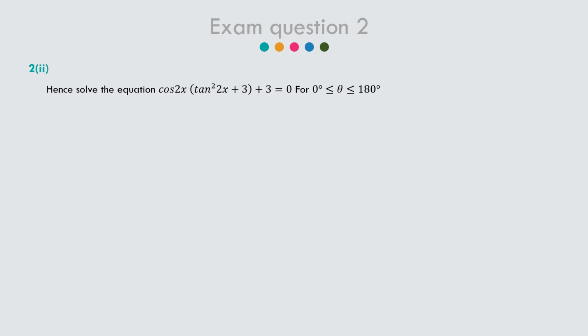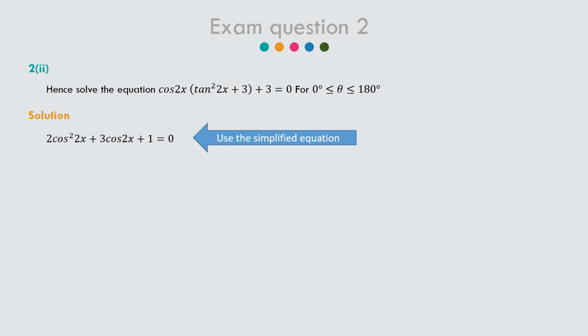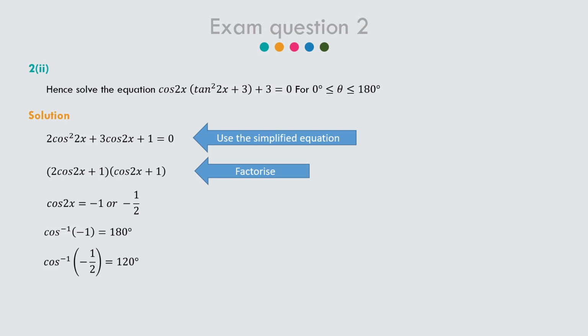Part 2 of the exam question asks us to solve the equation in the range of 0 to 180 degrees. Once again, taking the simplified equation, you can see that it is a quadratic. Again, we can either factorize or use the quadratic formula to find the values of x. Here I have factorized, and you can see that the values of cos 2x are -1 or -1/2. Now take the inverse of cos of these 2 values to find our first 2 answers.